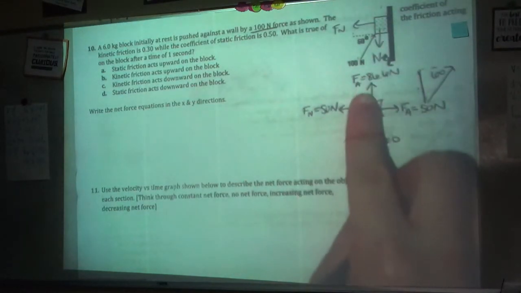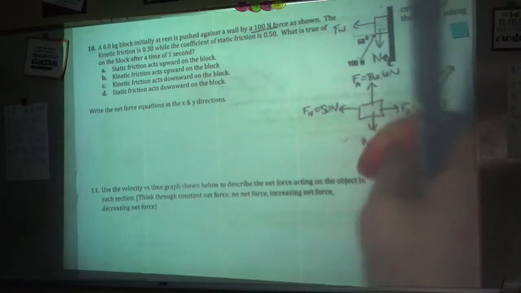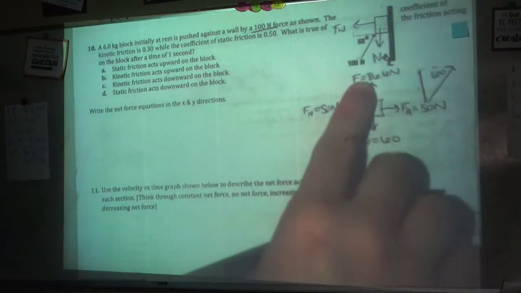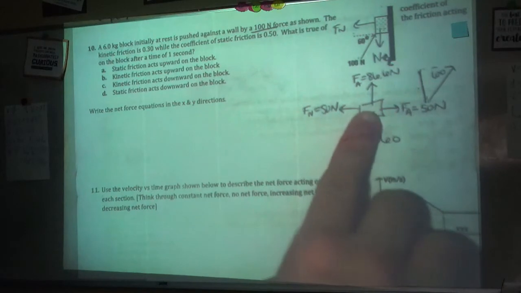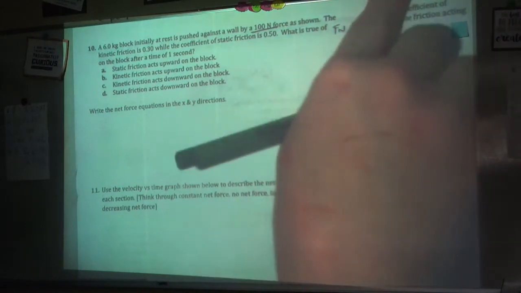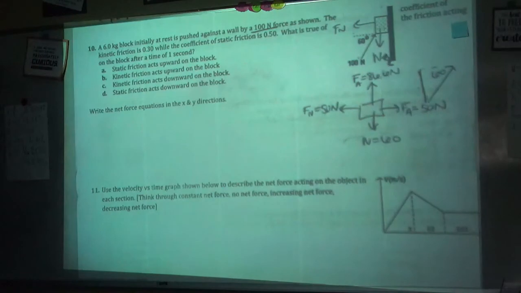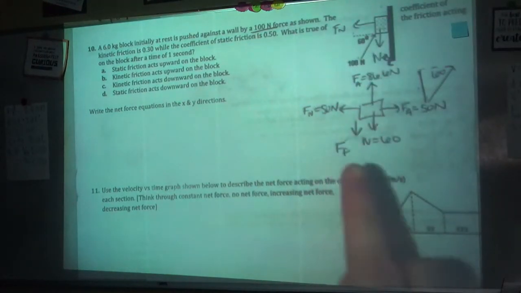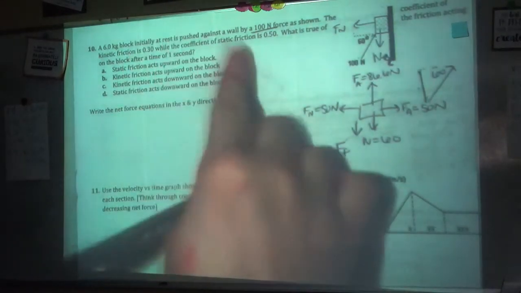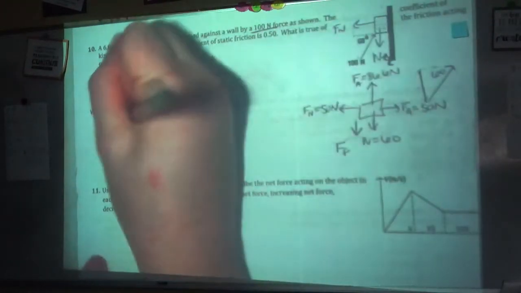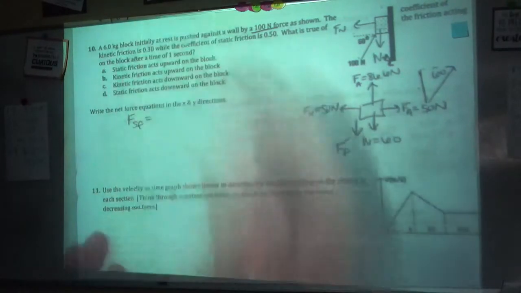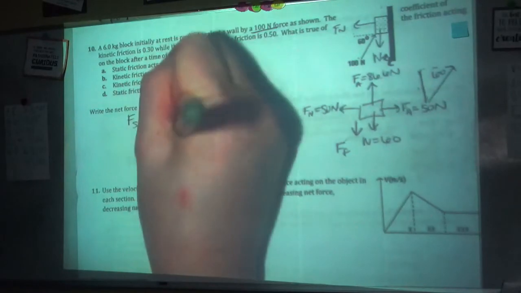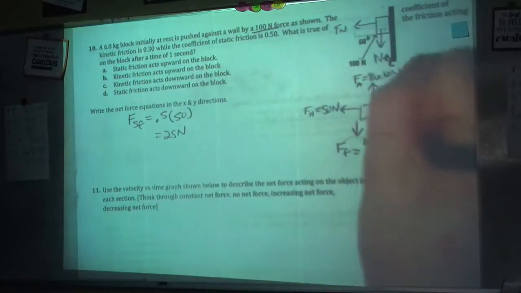Now, if you look, you see that the applied force is up and the weight force is obviously down, but the applied force is greater than the weight force, so that means if there was no friction, it would be moving up. So friction is always going to go against that motion, so my force of friction is going to be pointing down. Now, it starts at rest, so I need to look and see what the force of static friction would be. So static friction would be 0.5 times the normal force of 50, which gives me 25 newtons. So force of friction would be 25 newtons.